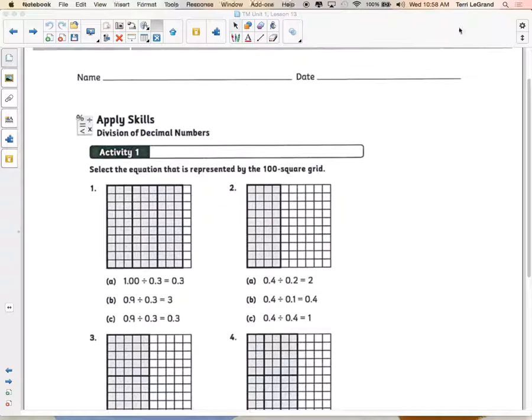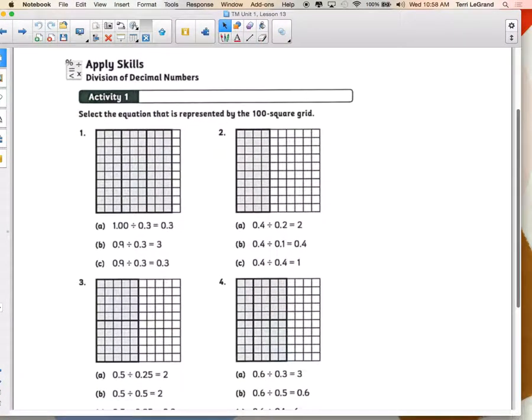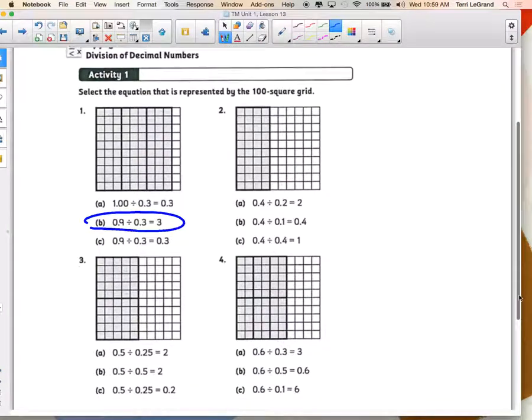Select the equation represented by the 100 square grid, and we're going to start with number 1 here. Anybody want to offer up which equation you think it is, and give me some reasoning for it? Wade, you think it's B? Okay, let me circle that one just for now, to see if we can agree with that. Give me some reasoning, Wade, why you chose that one.